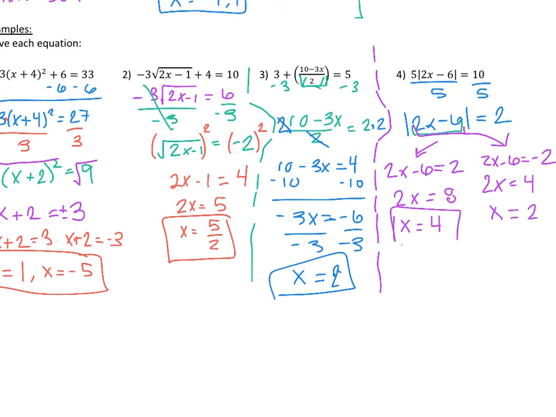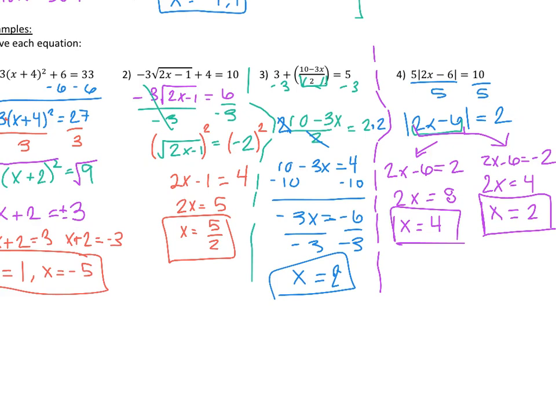So I've got two answers, and you'll find that with absolute value equations, you will get two answers, because once you have that absolute value by itself, your answers can only be one of two things, the positive or negative of whatever the answer on the right side is.